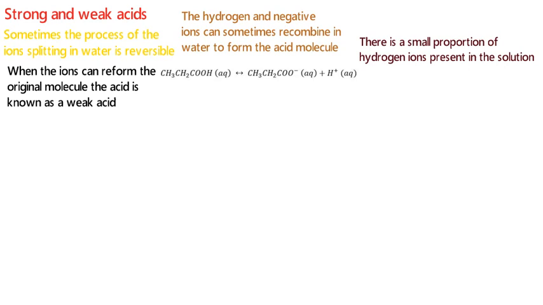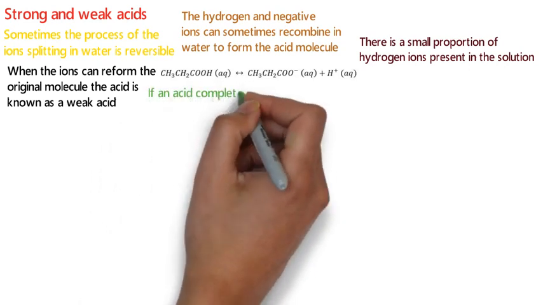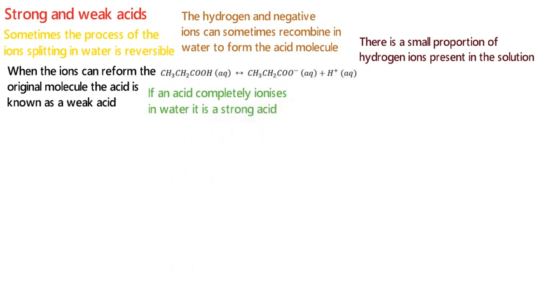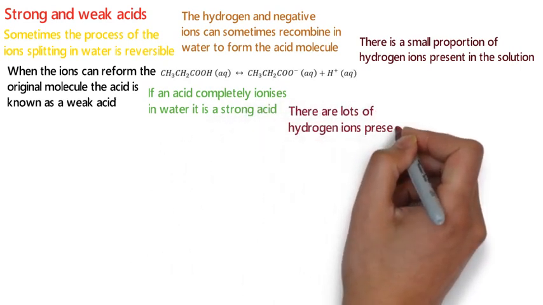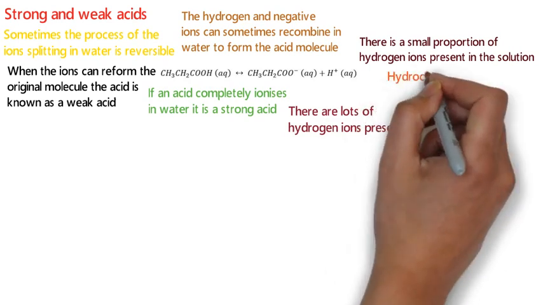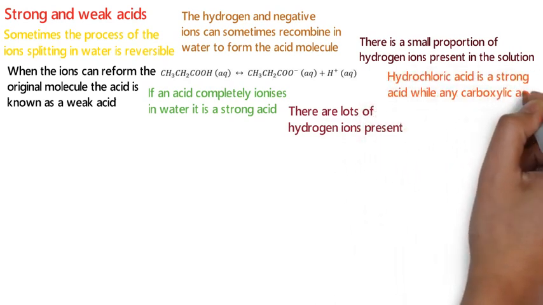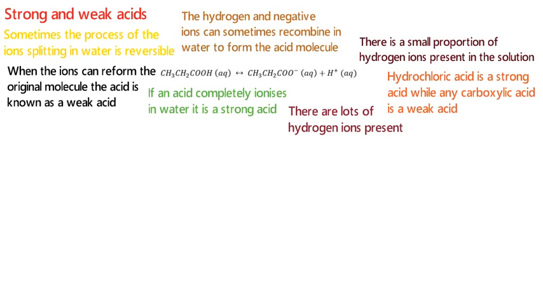This equation shows propanoic acid producing propanoate ions and hydrogen ions in a reversible reaction. When the acid completely ionises in water, the acid is a strong acid, since there are lots of H+ ions present. Hydrochloric acid is a strong acid, while any carboxylic acid is a weak acid.